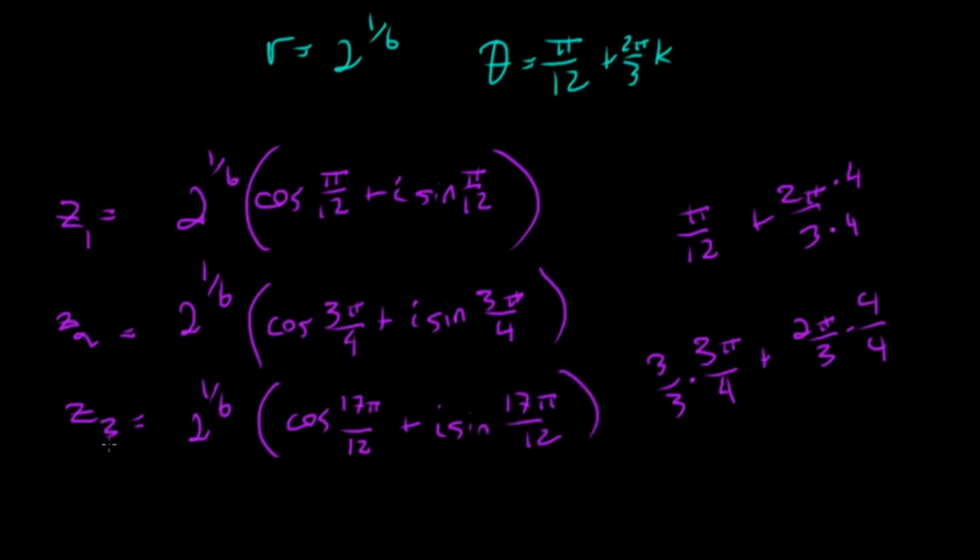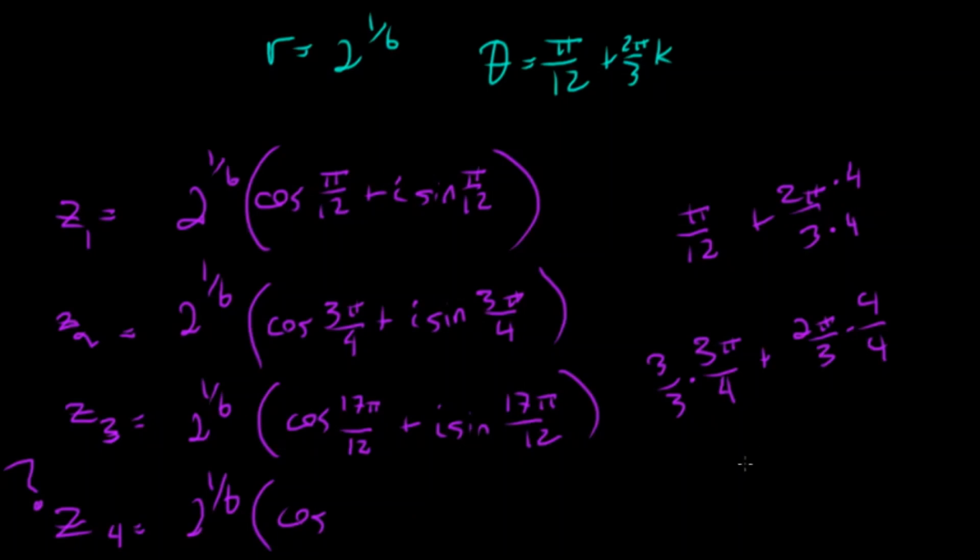Cool. And then if I were to continue, this is why we stop at 3. This is why there are 3 unique roots to the third root of a complex number. Sorry, I lost my words there. Because if I were to continue, I would get 2 to the 1/6 cosine.